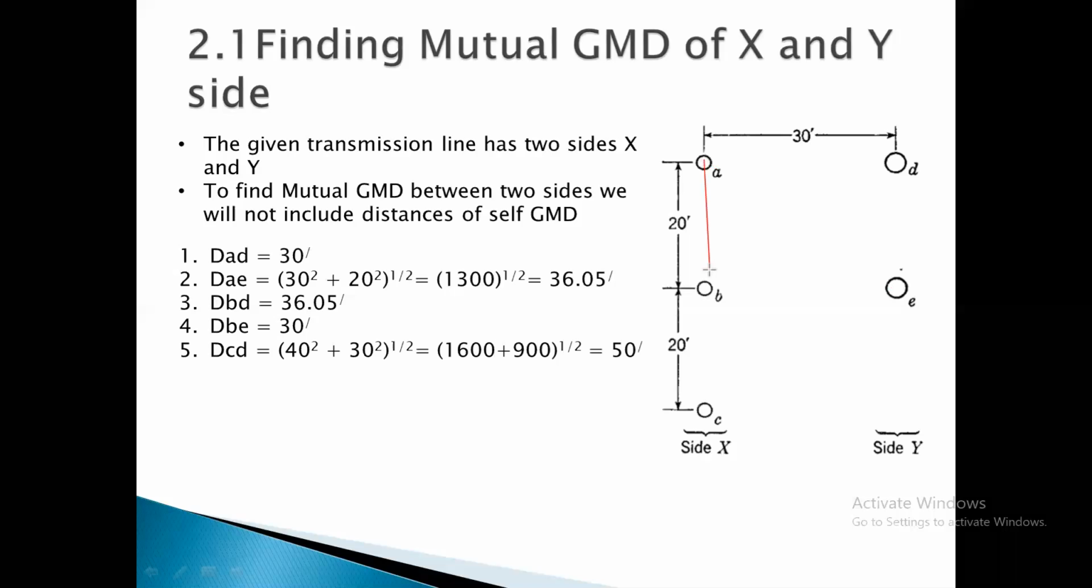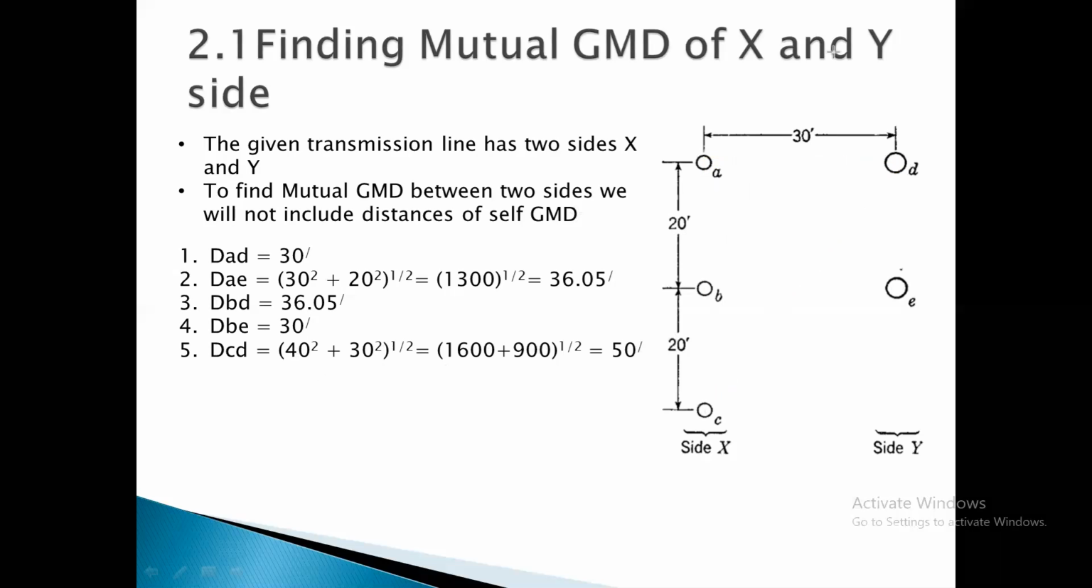This is the perpendicular of that triangle, which is 20 plus 20, 40. So I put here 40 square. This is the base of the triangle, 30 square, perpendicular square plus base square under root. So I have calculated the distance from C to D. It is like that.